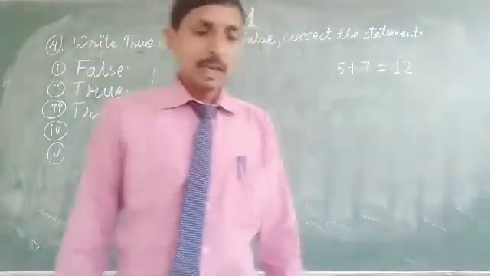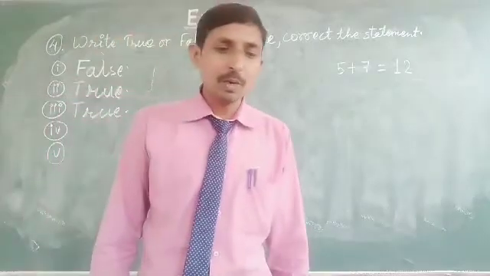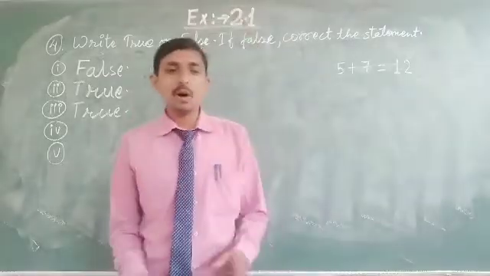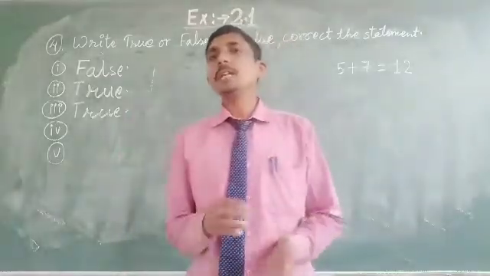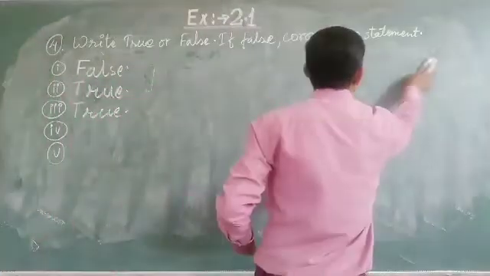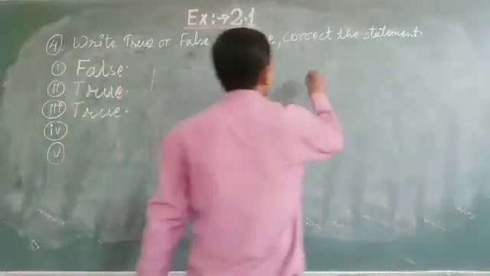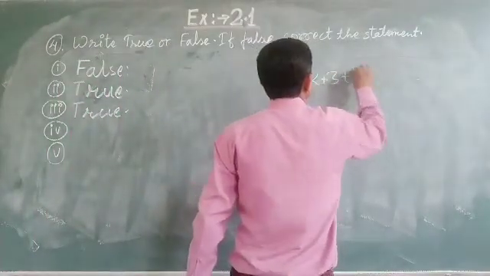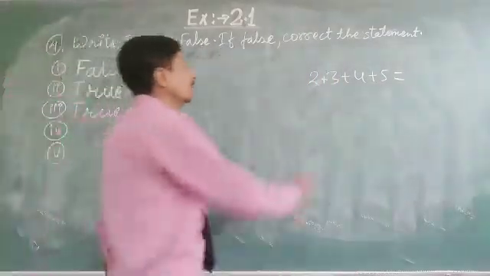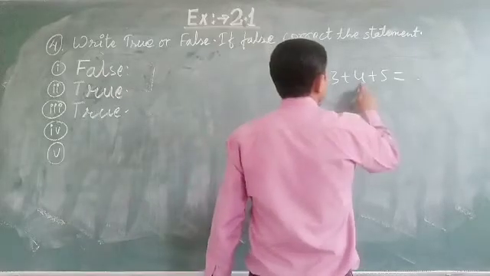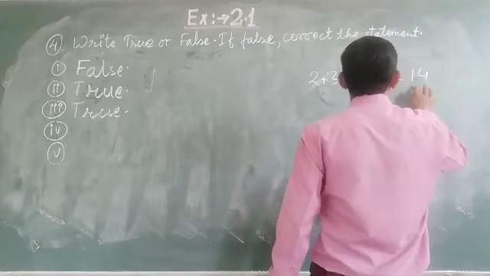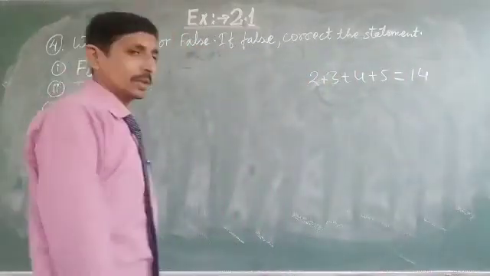Now, question number 4. If we change the order in which 4 numbers are added, the sum changes. No, it is false. If we change the order, just like you see in the example, take 2, 3, 4 and 5. When we add these 4 numbers, we get 2 plus 3, 5, plus 4, 9, 9 plus 5, 14. The answer is 14.